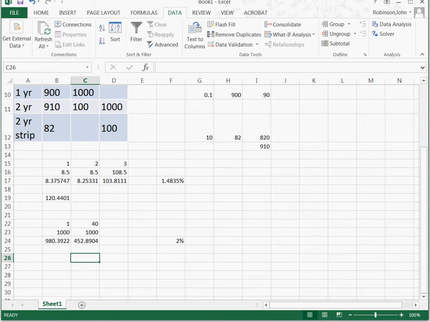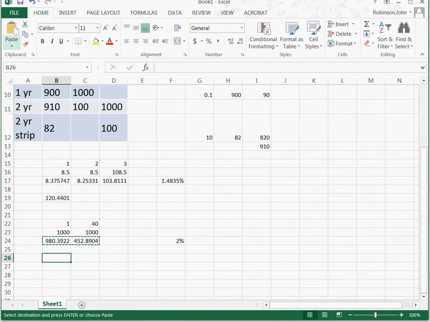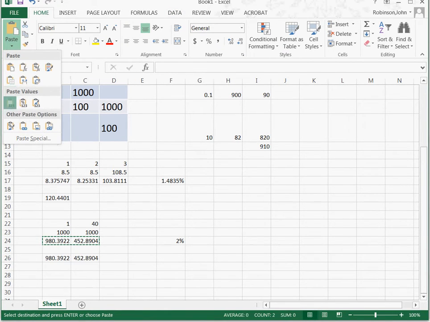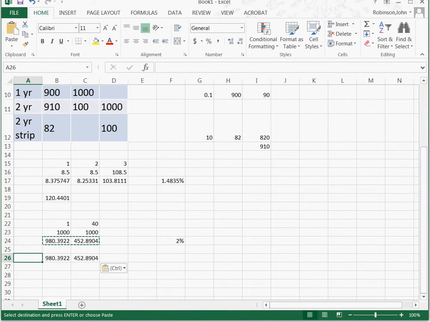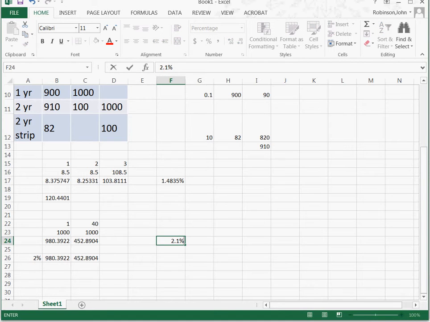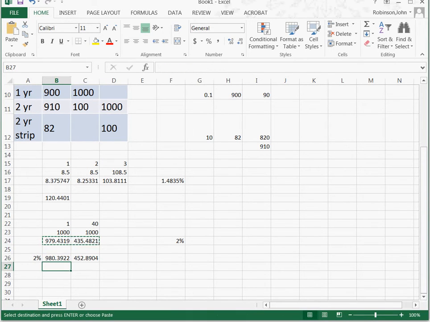Okay, so let's just copy these. I'm going to paste them as values, because what I'm going to do is change the interest rate a little bit. So let's paste them as values here. And this was the 2%. So what if I change this to be 2.1%? Okay, I get new values. Obviously, when interest rates rise, the bond prices will drop, because interest rates rising means returns on bonds need to rise, which means you need to be able to buy them cheaper to get the better returns.